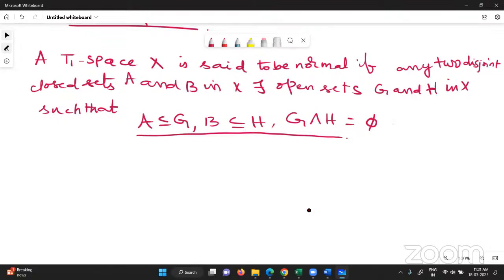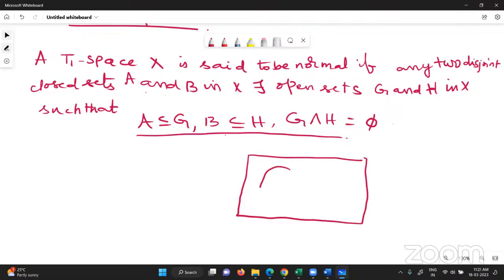A T1 space X is said to be a normal space if for any two disjoint closed sets A and B in X, there exist open sets G and H such that A is a subset of G, B is a subset of H, but G and H have no common points.